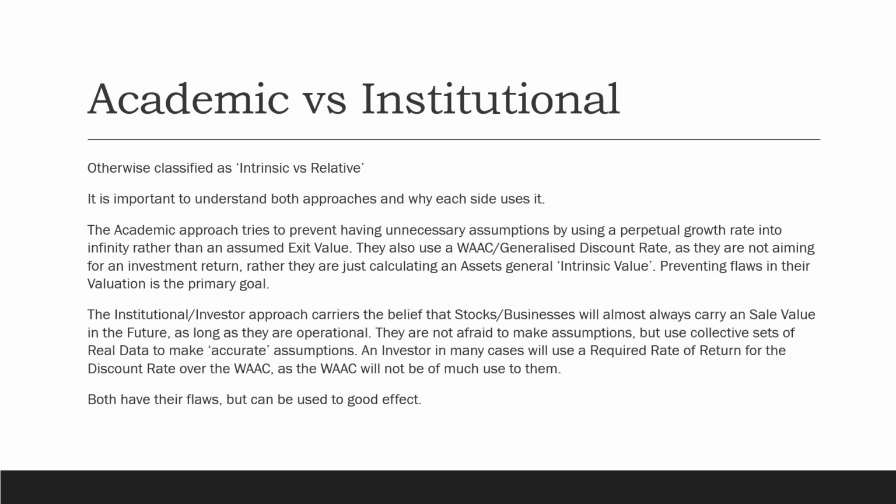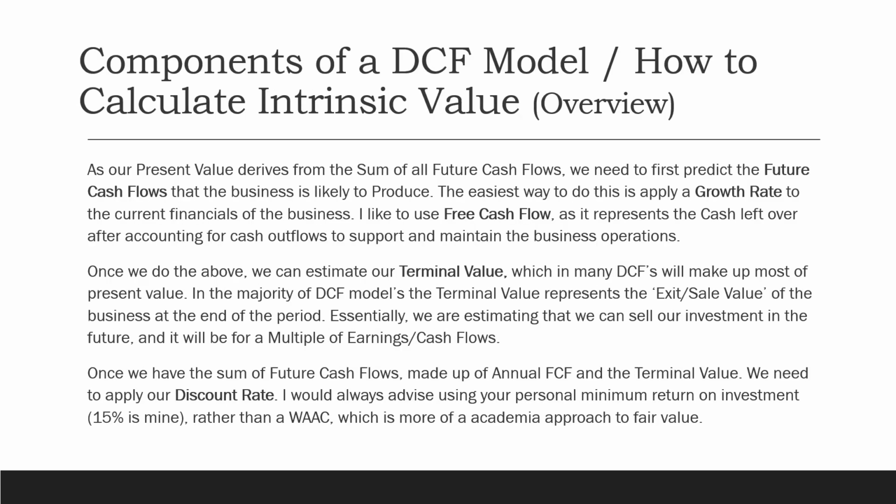Both have their flaws but can be used to good effect. So as I say, it's important to know both of them and why both sides use it. What are the benefits of both and what are the flaws of both? So the components of a DCF model and how to calculate intrinsic value. This is just an overview.